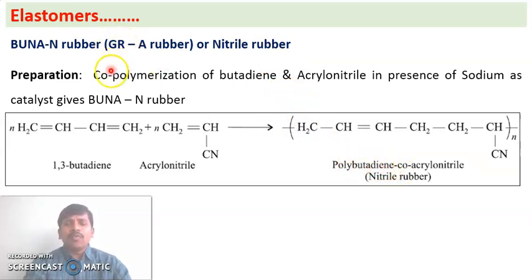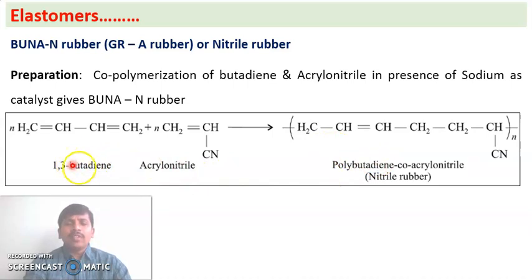Coming to the preparation of Buna rubber, the reactants used here are 1,3-butadiene and acrylonitrile. These two chemicals are used as monomers, and we need a catalyst also. Here sodium is used as the catalyst. So co-polymerization of 1,3-butadiene and acrylonitrile gives polybutadiene co-acrylonitrile, or simply nitrile rubber.